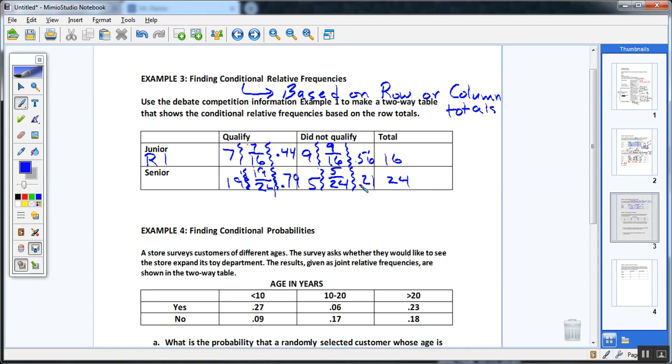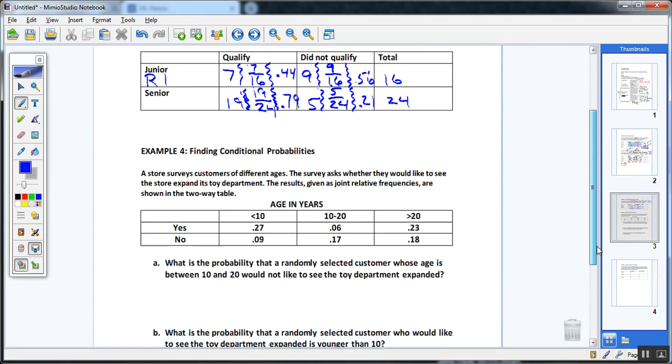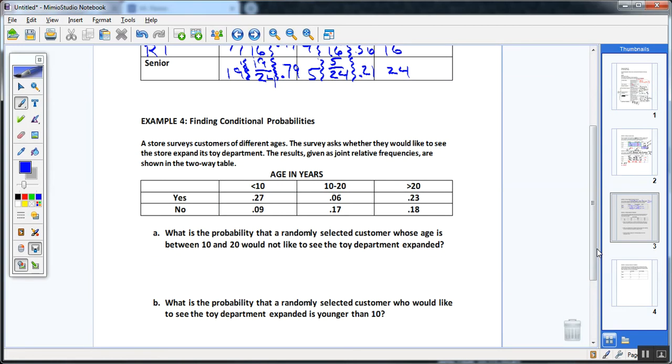So conditional relative frequency is the only frequency that's not based on the overall total, and that's the one that's kind of goofy. I like the overall one. I do too. The overall one's a lot easier because everything just adds up nicely. Conditional relative frequencies are a bit goofy at times.